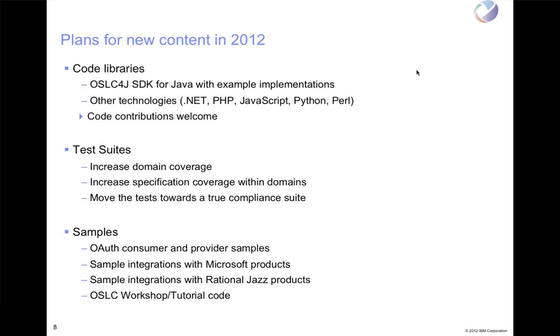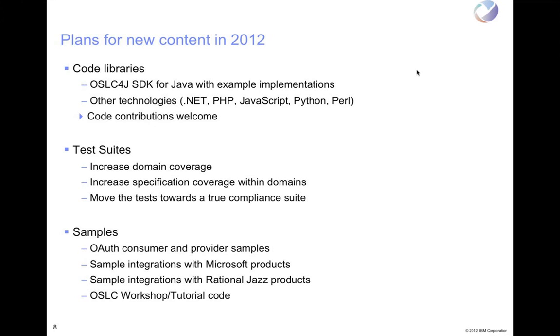Yeah, for sure. In 2012, we'd also like to have libraries for technologies other than Java. I think as folks know, OSLC is certainly not tied to any particular technology or platform. We don't have any affinity for any particular programming language. HTTP and RDF are the underpinnings of OSLC, but there are certainly libraries for those in many, many programming environments. So, we're certainly looking for code contributions in any of those areas that I listed, or in any areas that people would like to make contributions in.